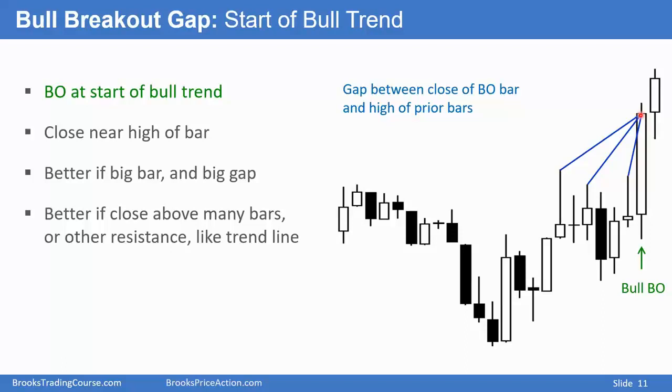Gaps between this close and the high of the bar before it, and above any of the prior highs. Those are all gaps. This close is above that high, and therefore this is a gap as well, another sign of strong bulls.